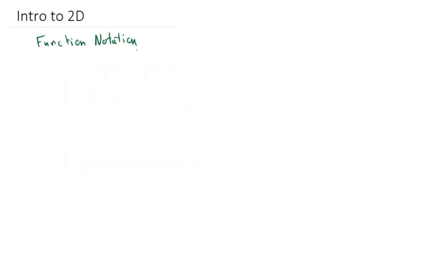Alright, so function notation is something we've worked with, but I haven't really unpacked a lot of its nuances. So I want to start doing that. Let's say we have an equation with two variables, something like y equals 2x plus 3. You can have it in two variables like that, where x is our independent variable or our input variable, and y is our dependent variable or our output variable.